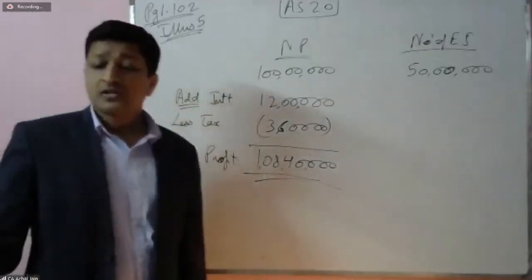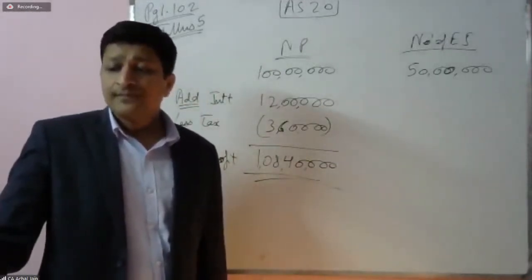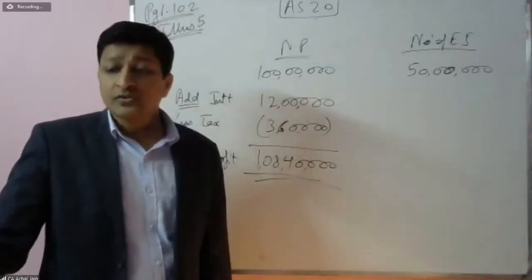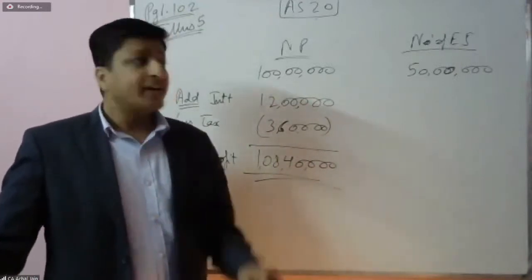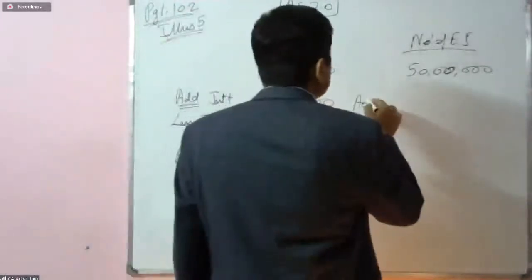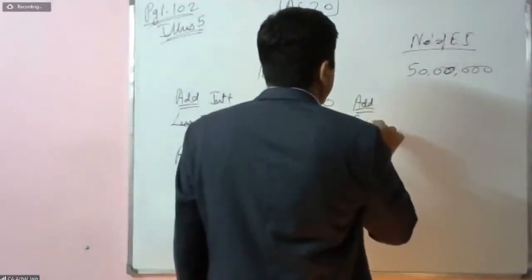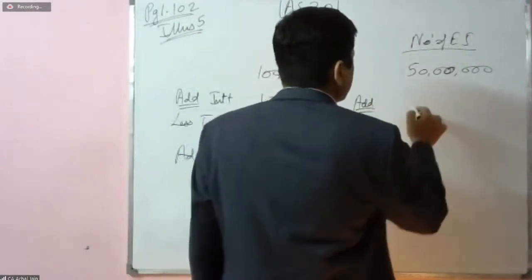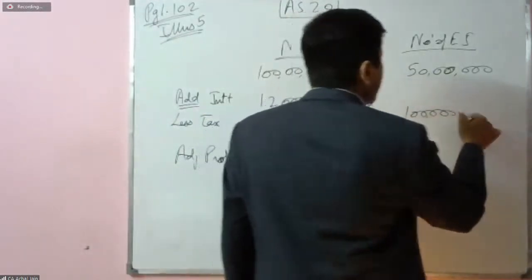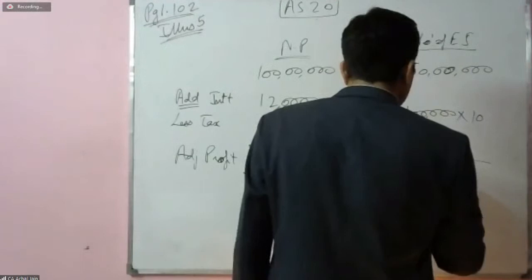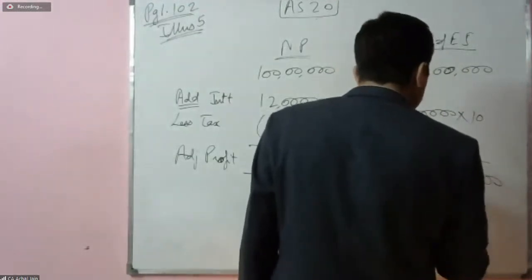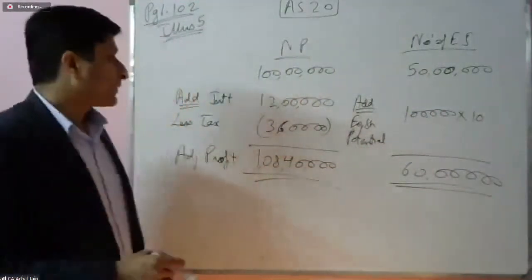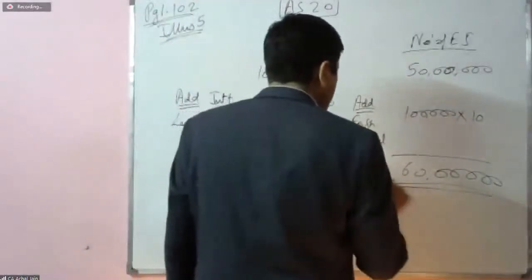Number of equity shares we can see will also change. Each debenture holder will get 10 equity shares. So how many debentures do we have? 1 lakh. 1 lakh into 10. To this, add potential equity shares. 1 lakh into 10. So this becomes 60 lakh. Okay. So this is A, this is B.